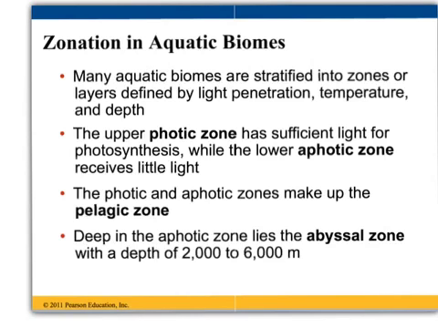Altogether, your photic and aphotic zones make up what we call the pelagic zone, which is basically all of the water, whether it has light penetrating or not, wherever the water is. Depth in the aphotic zone lies in the abyssal zone, with a depth of 2,000 to 6,000 meters. There's absolutely no light penetration in the abyssal zone. It tends to end up being somewhat devoid of life, mostly.